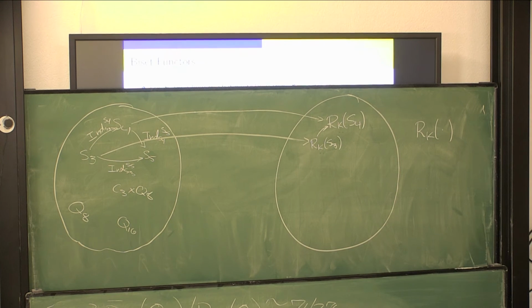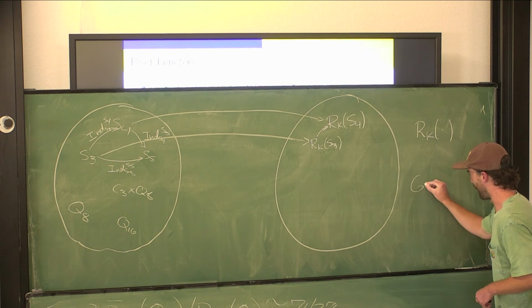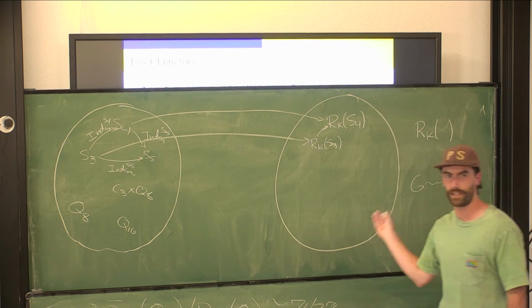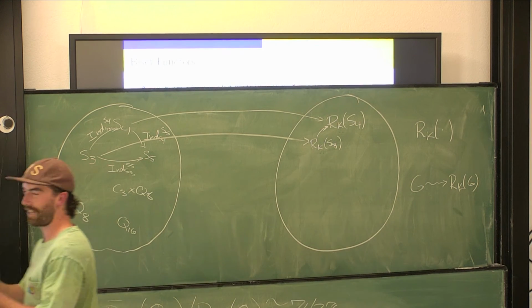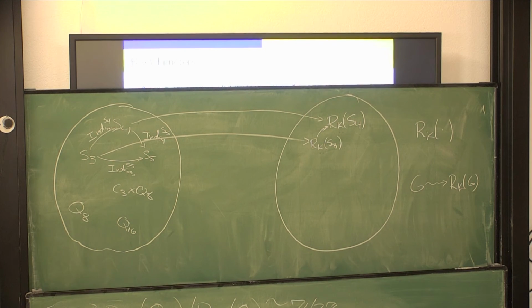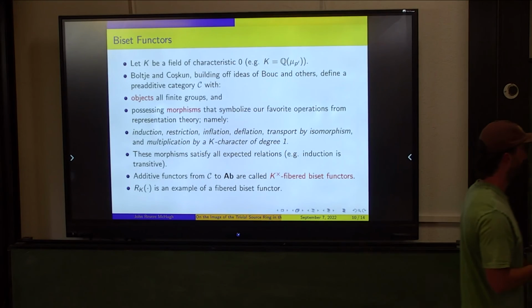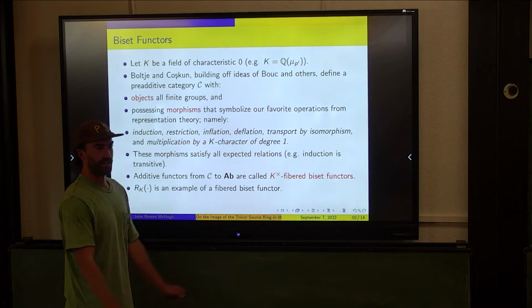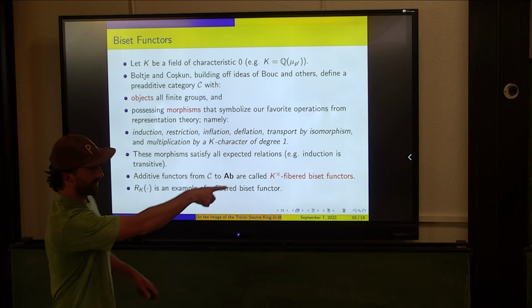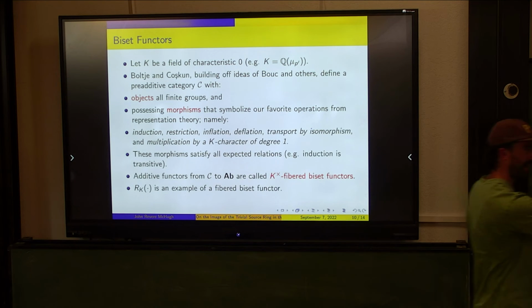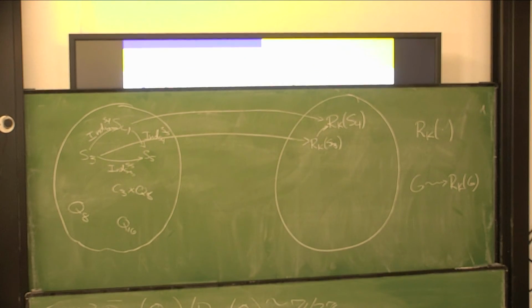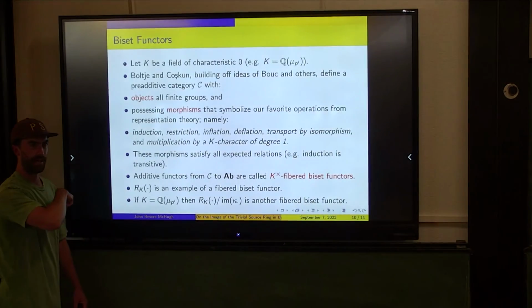So a biset functor is like a way of categorifying the construction which sends a finite group to the virtual character ring, or any other Grothendieck ring you might associate to a finite group. And it categorifies it in such a way that all of your favorite operations are also involved in the game. Okay, so RK is an example of a fibered biset functor. Because the target category here is an abelian category, biset functors form an abelian category. And so I can quotient one biset functor by another.